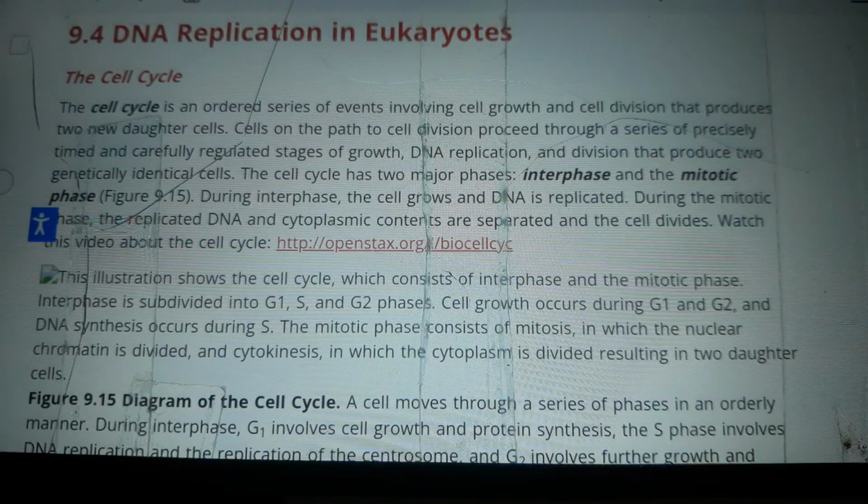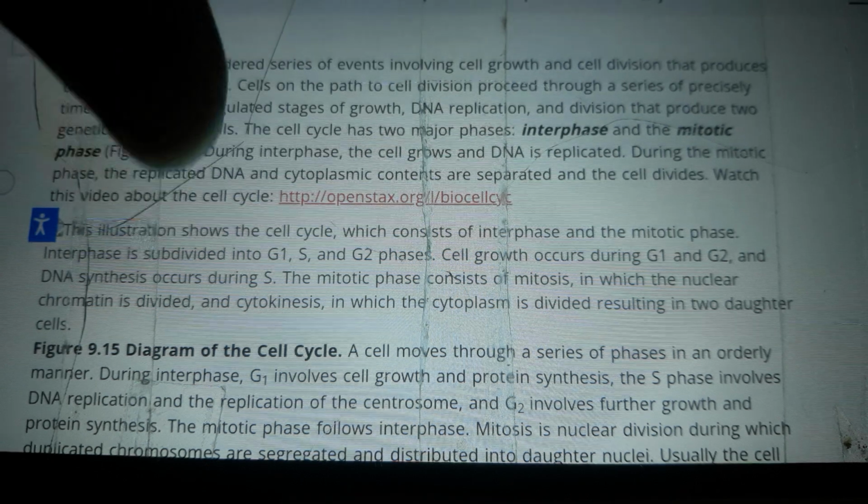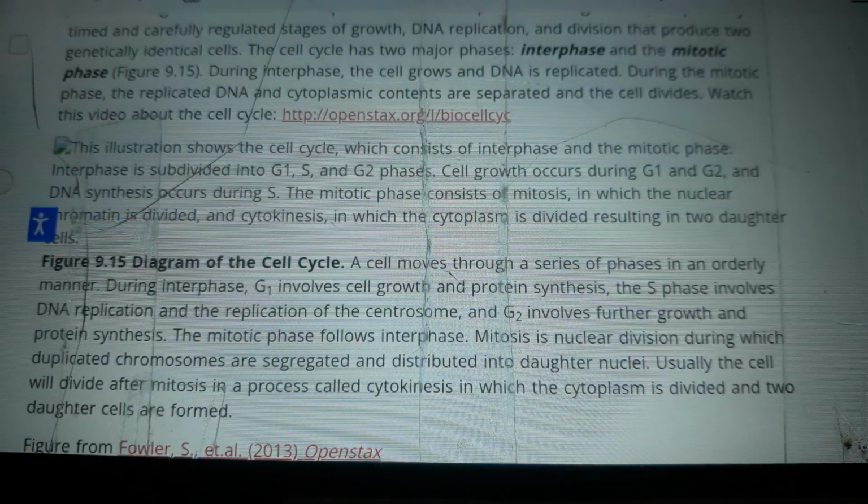The next one will be 9.4, that's DNA replication in eukaryotes, the cell cycle, which we just discussed in the last lecture. Okay, coming to the cell cycle part of DNA replication, the cell cycle is an ordered series of events involving cell growth and cell division that produces two new daughter cells. Cells on the path to cell division proceed through a series of precisely timed and carefully regulated stages of growth, DNA replication and division that produces two genetically identical cells.